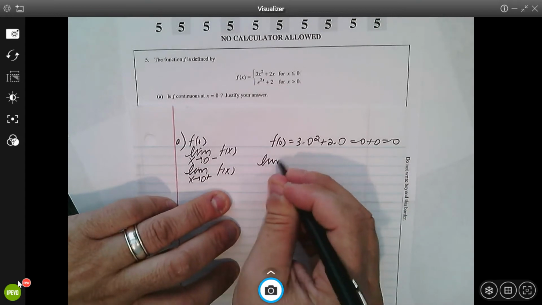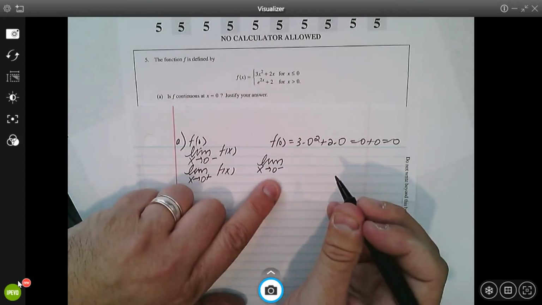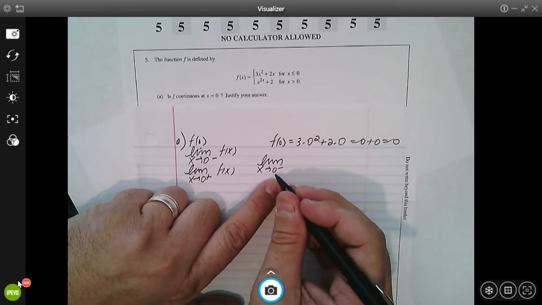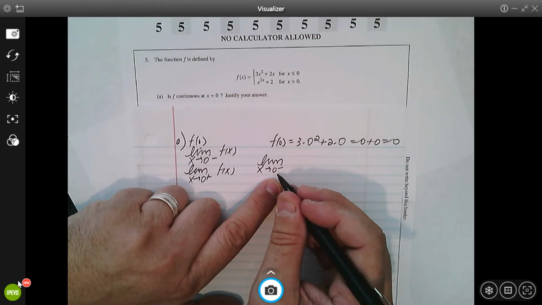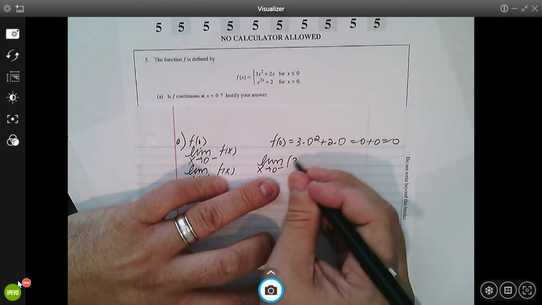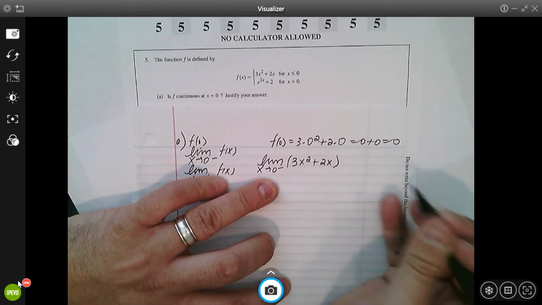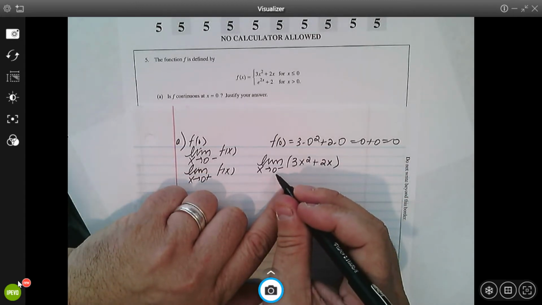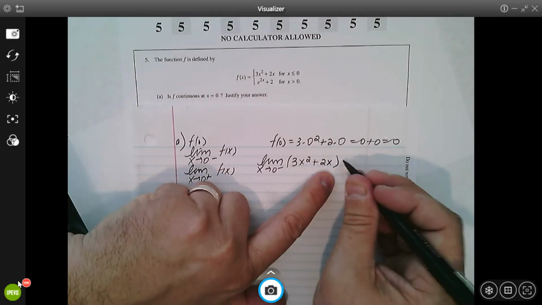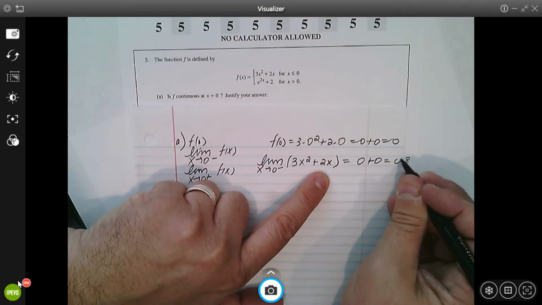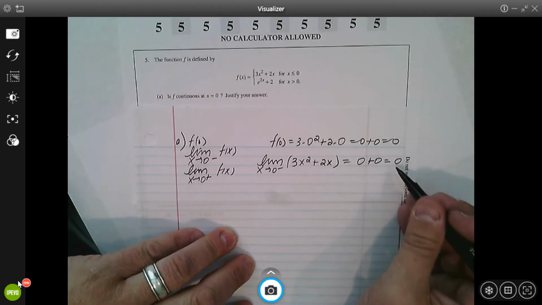To find the limit as x approaches 0 from the left of f of x, I need to think about this for a second. I'm using values to the left of 0. Those are numbers like -1, -0.1, -0.001. They're all less than or equal to 0. So I need the limit as x approaches 0 from the left of 3x squared plus 2x. As x gets closer and closer to 0, 3 times x squared gets close to 0. 2 times 0 is close to 0, and then 0 plus 0 is 0. Well, that's good. These two are equal.